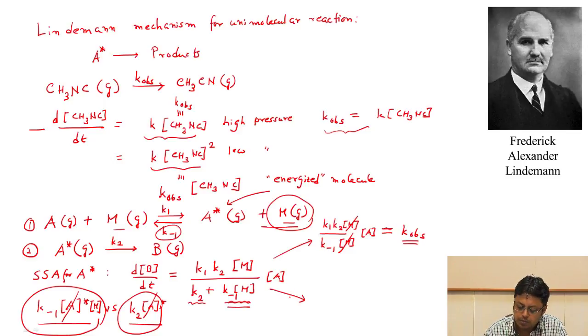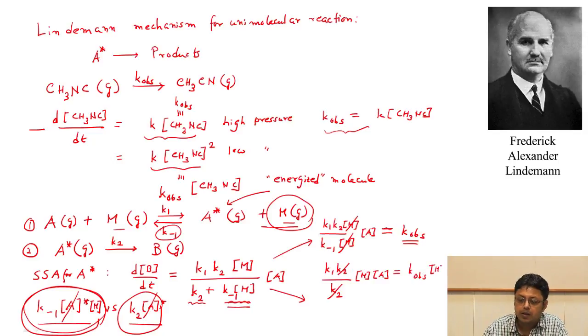And at the very low pressure, what will happen, the collisional deactivation term, which is this term, will be much smaller than the K2 term. So we'll have K1 K2 divided by K2 into M into A, and that you can easily write that I'll have something like some rate constant, which is K observed into M.